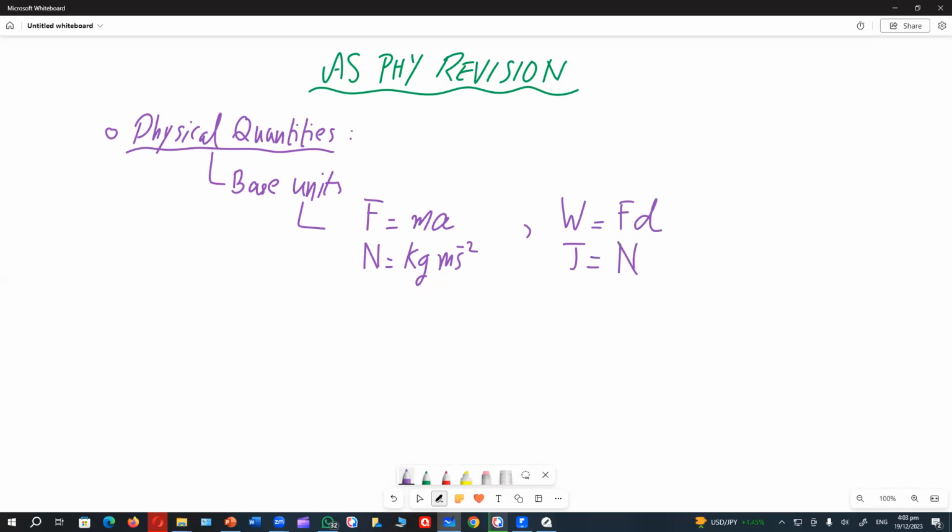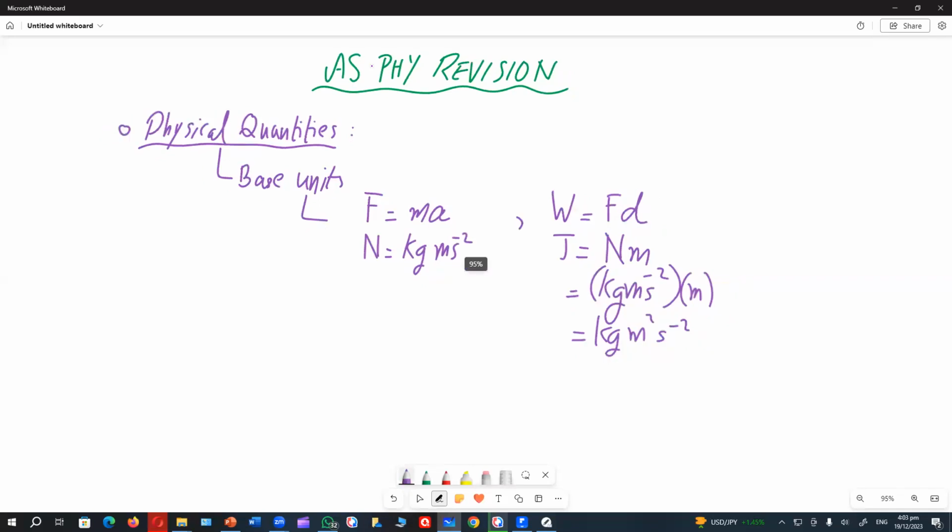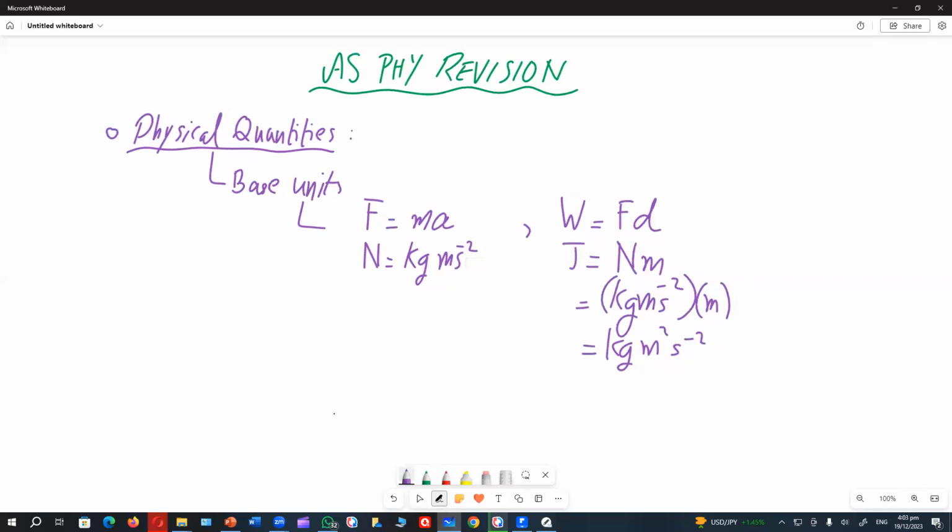So Joule is equal to Newton meter. In place of Newton, you can see from here, it's kg ms^-2 into meter, which is kg m^2 s^-2. This is called work, and this is the translation of Joule. So the majority of questions on base units are actually a concept of substituting the 5 base units, and you can use them to derive any unit.